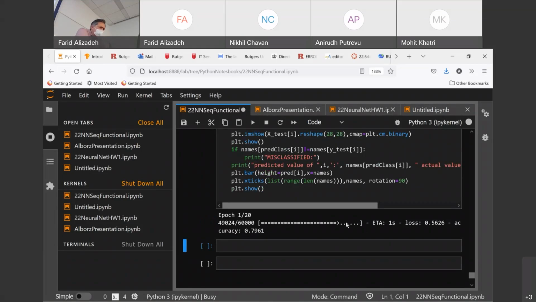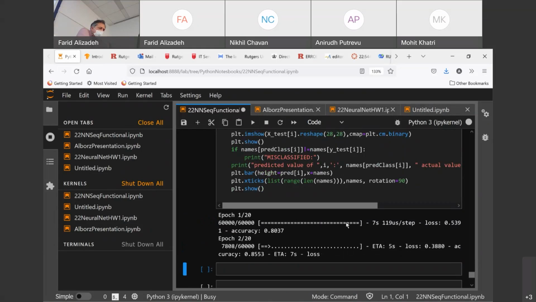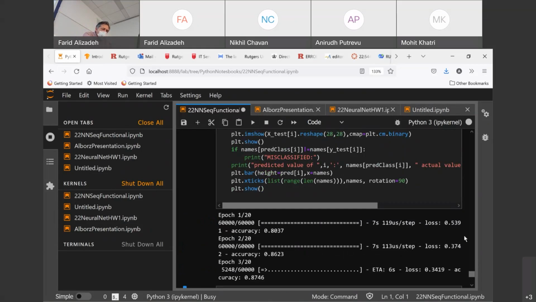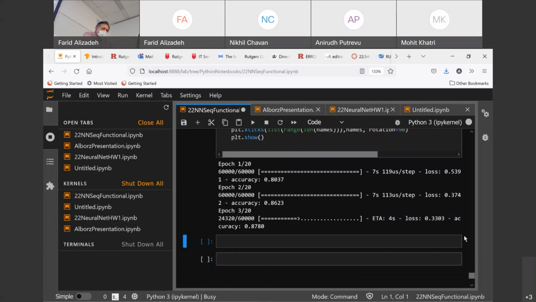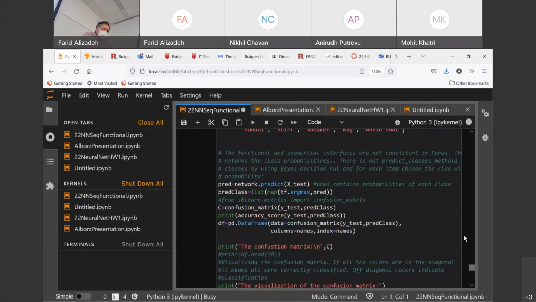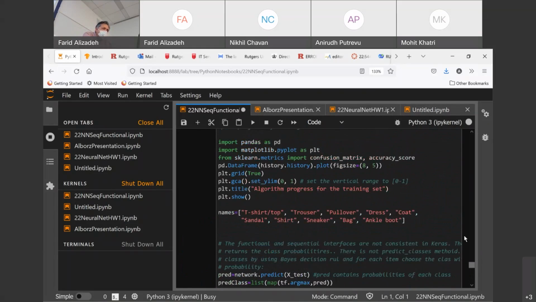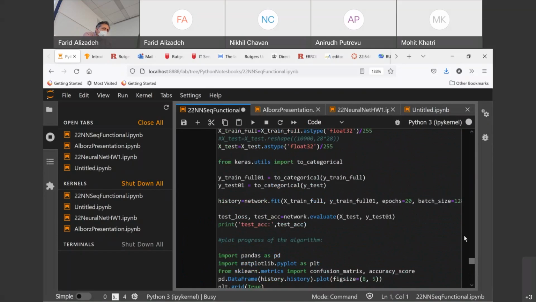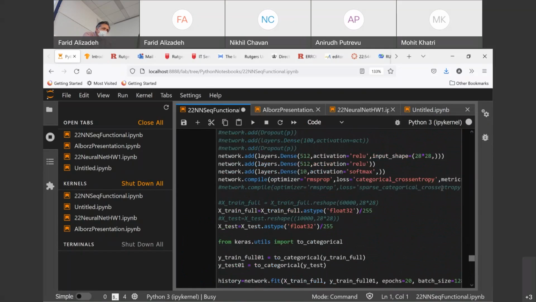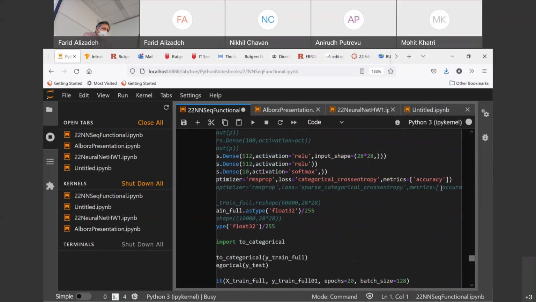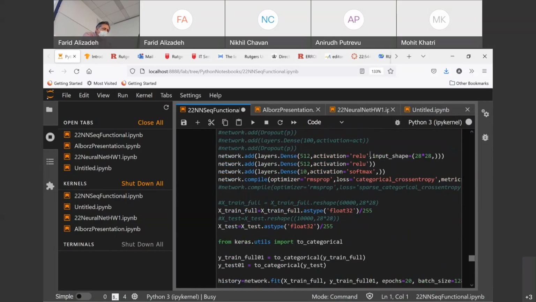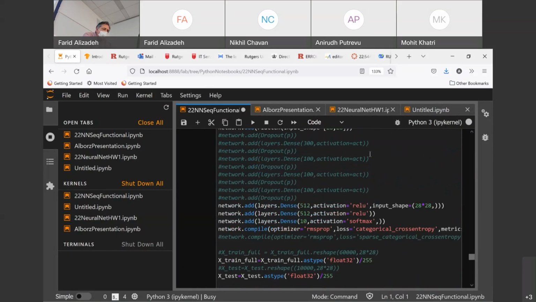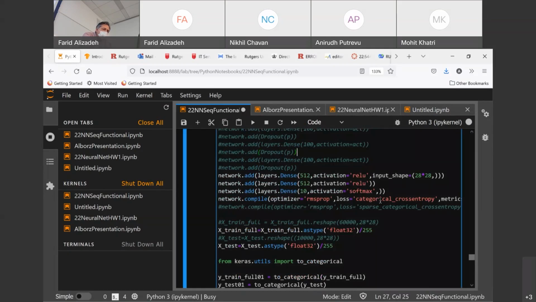Somehow I feel like my computer is slower than last year. I hope I gave 20. Optimizer, okay. Where is the compile? Oh, where is the fit?